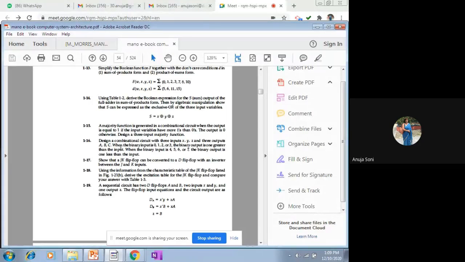I am reading out the statement. डिजाइन अ कॉम्बिनेशनल सर्किट विद 3 इनपुट्स. कौन कौन से हैं? X, Y, Z एंड 3 आउटपुट्स A, B, C. व्हेन द बाइनरी इनपुट इज 0 1 2 3, मतलब डेसिमल में अगर ये मिन टर्म आ रही हैं तो आउटपुट क्या निकल के आता है? द बाइनरी आउटपुट इज 1 ग्रेटर देन दैट ऑफ इनपुट.